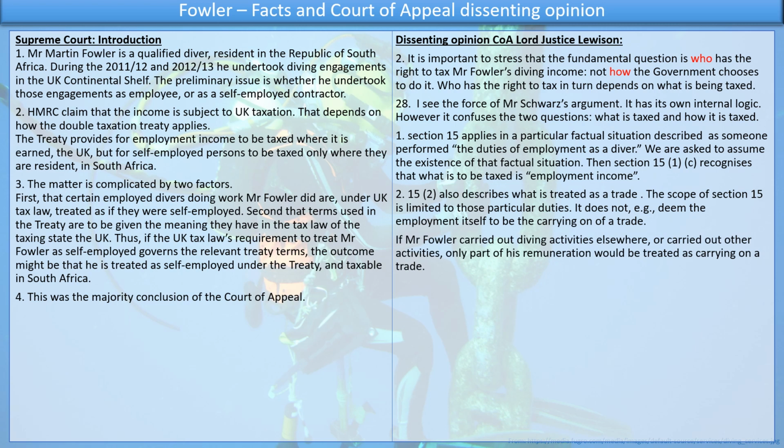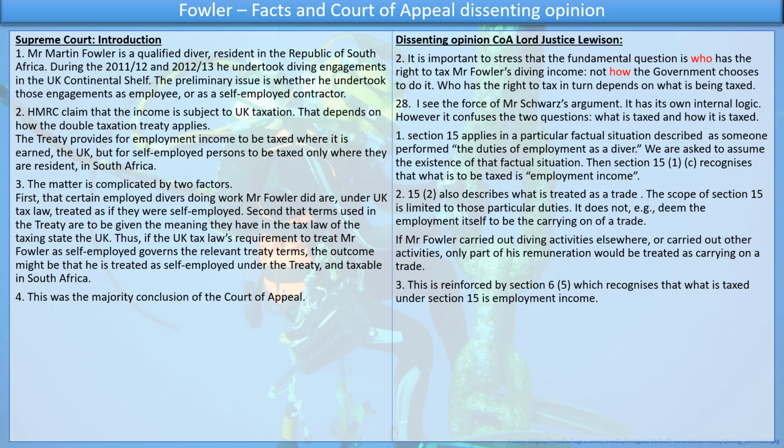If Mr. Fowler carried out diving activities elsewhere or carried out other activities, only part of his remuneration would be treated as carrying on a trade, and the rest would very clearly not fall under the Section 15, because you only qualified if you were a diver and you worked for oil companies and you were doing work on the seabed on particular parts of the UK continental shelf, and the rest would be very clearly simple other employment income, because that is the chapter where Section 15 is appearing in.